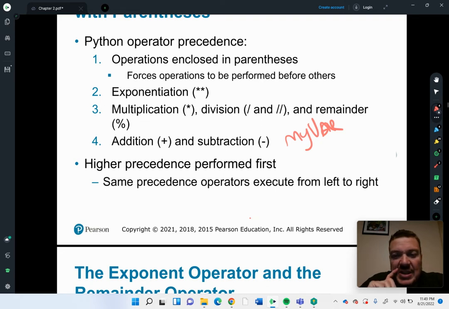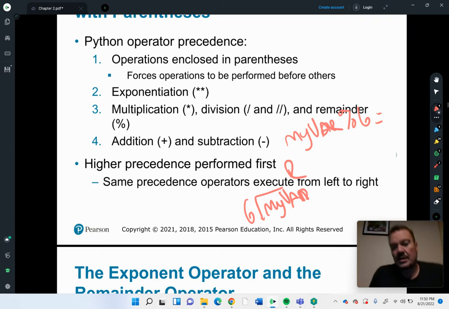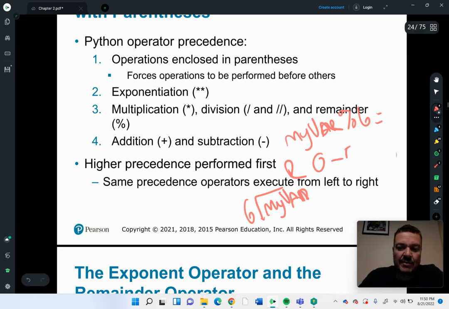Excuse me, let me try that again. We want to put our remainder percentage, our remainder number by 6. So what's going to happen is it's going to take whatever my var is and divide it by 6. And whatever comes out as the remainder is going to be the answer. Now, because we're doing remainder 6 as our operator, the answer has to be 0 through 5.